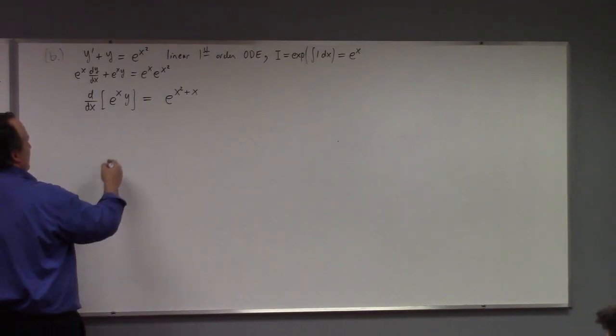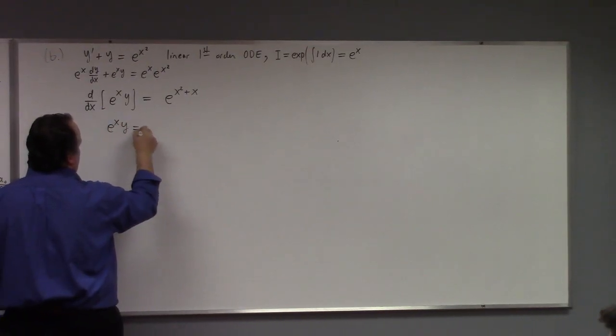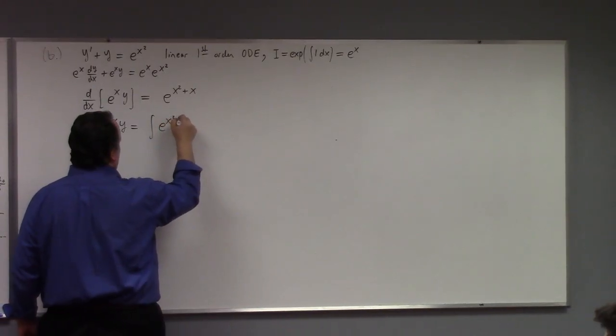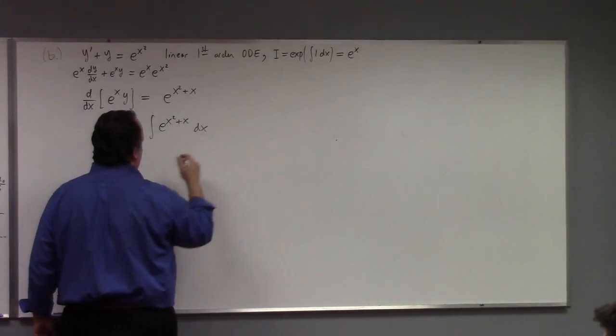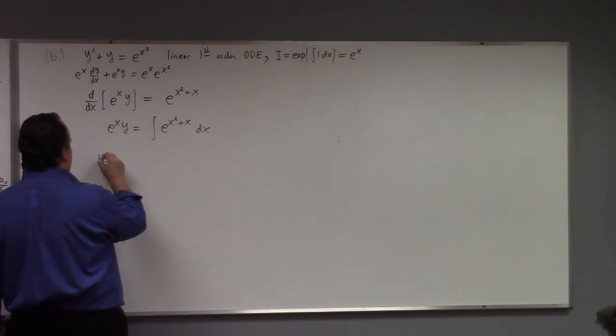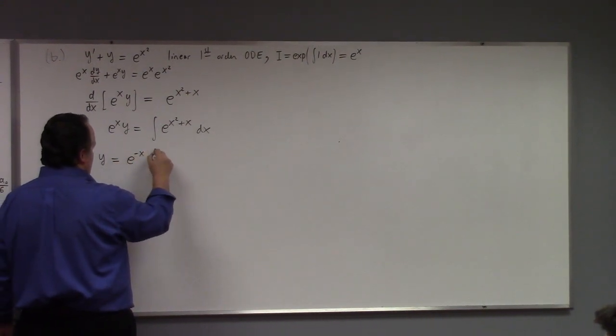Anyway, so the answer is e to the x y is equal to, of course, the integral of e to the x squared plus x dx, right? And so what we have then is y is equal to e to the minus x times this integral.